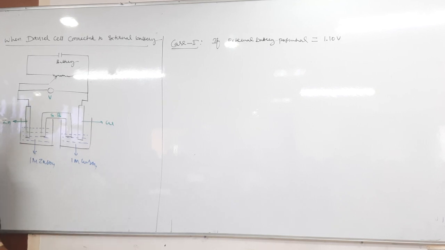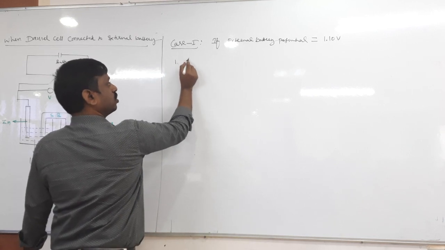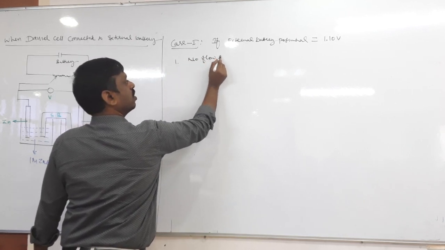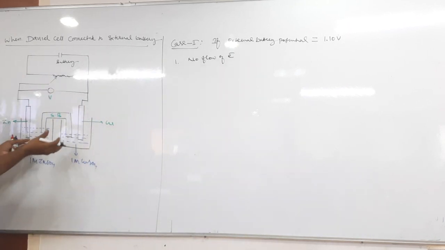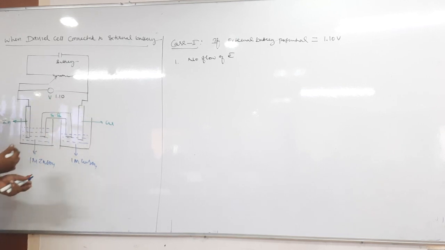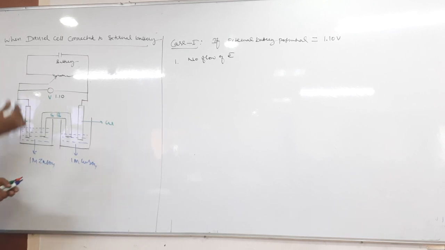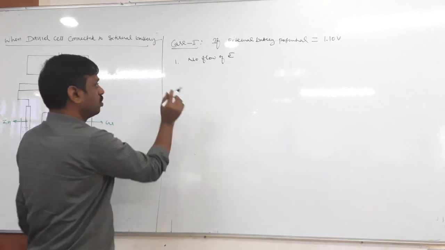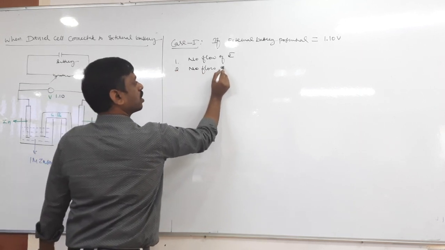There is no oxidation, no reduction, no flow of current, no flow of electron. Why? The battery potential is 1.10, and our Daniell cell also produces the same potential. Both are in opposite directions, right? That's why there is no flow of electron. 2, no flow of current, take down.